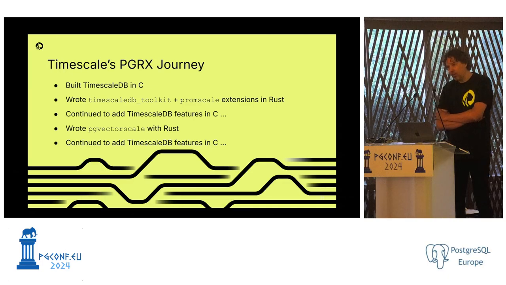And then after that, we continued to add features to TimescaleDB in C. Then we came back and wrote PG Vector Scale in Rust, which adds indexes to PG Vector, which was primarily about being able to get it out the door fast again, being able to use the Rust standard library, being able to pull in a whole bunch of crates. And then we will continue to do TimescaleDB features in C. TimescaleDB will never be written in Rust. I don't think Postgres should ever be written in Rust, in case someone wants to ask the question. But there's a time and a place. Under certain circumstances, I really think that Rust can live alongside C. No matter how experienced you are, I still think you can get something out of PGRX.